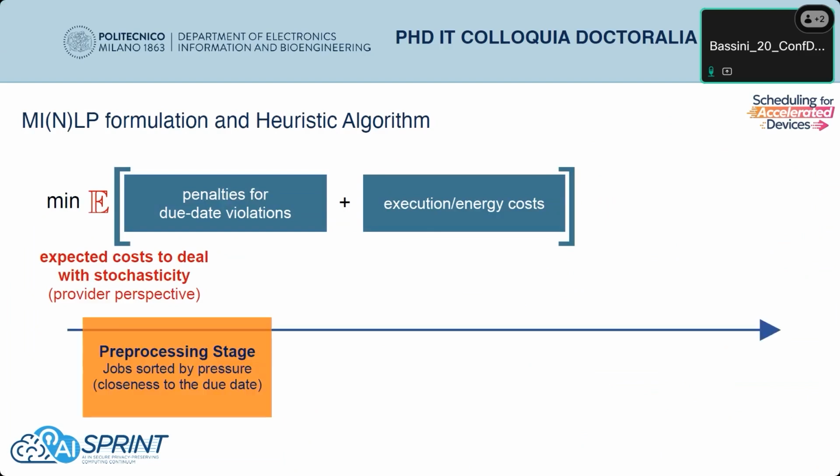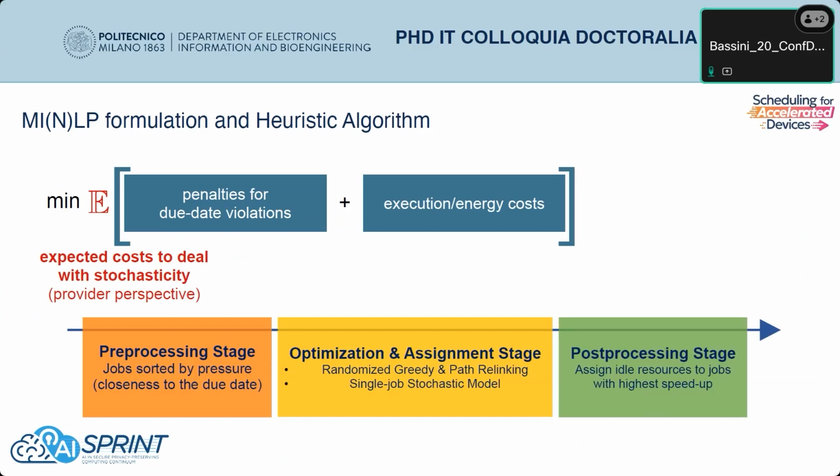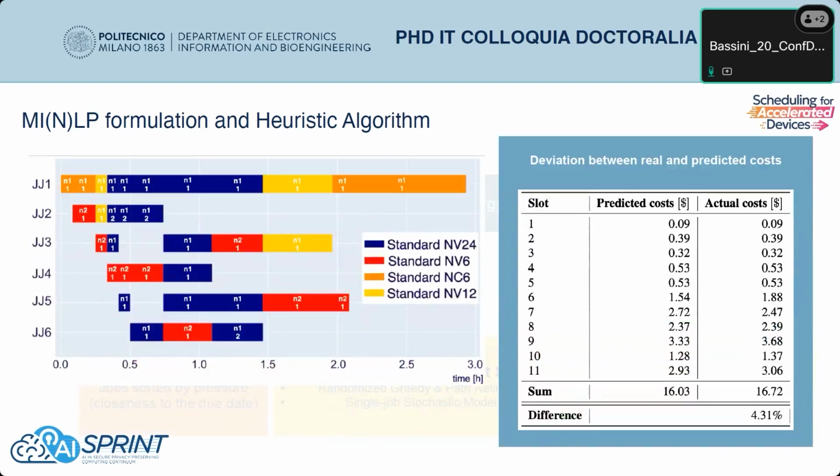And we developed a heuristic algorithm that preprocesses jobs, sorting them to assign resources first to the ones closest to the deadline, assigning them to the proper nodes, and finally trying to minimize the GPUs that remain idle. This also achieves good performance with a negligible deviation between the real and predicted costs in a real system.